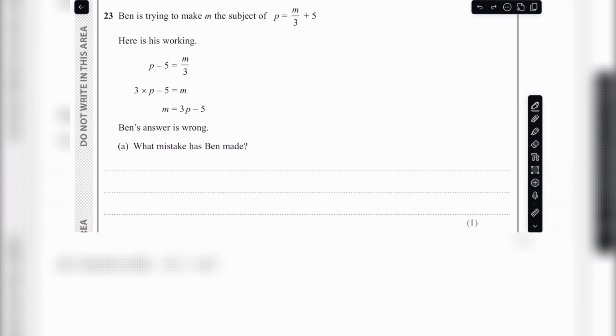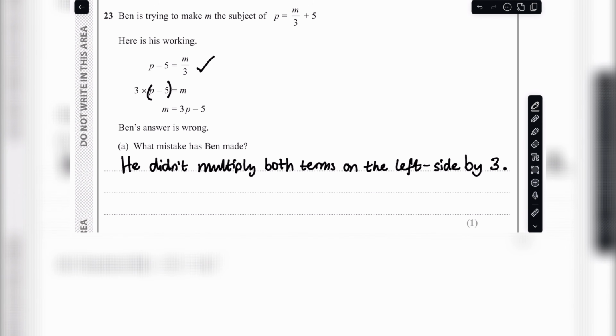We have the equation p minus 5 equals m over 3, which was obtained by subtracting 5 from both sides. So that part is correct, so I'll put a tick there. However, for the second line of the equation, he's multiplied both sides by 3, which is correct for the right side of the equation. But for the left side of the equation, he needs to multiply p minus 5 by 3, so there should be a bracket there. So the mistake that he made was that he didn't multiply both terms on the left side by 3.